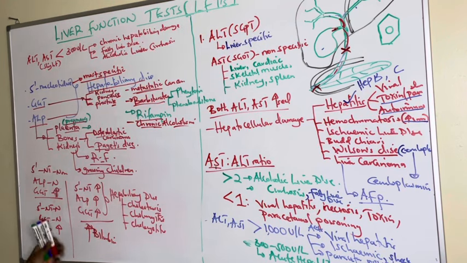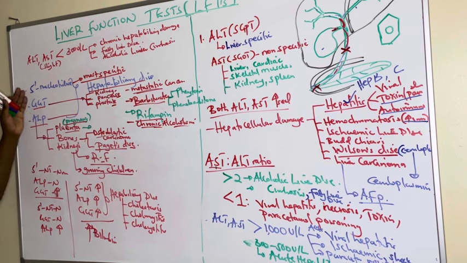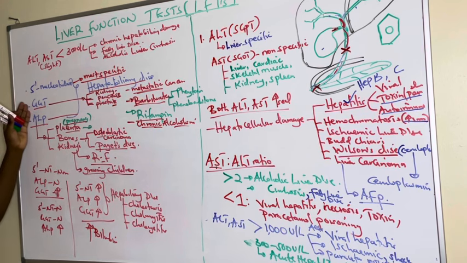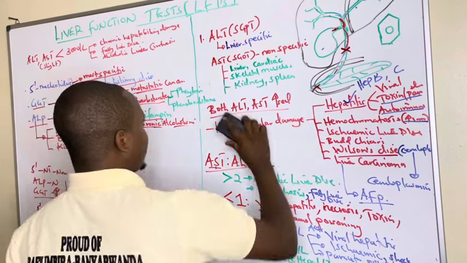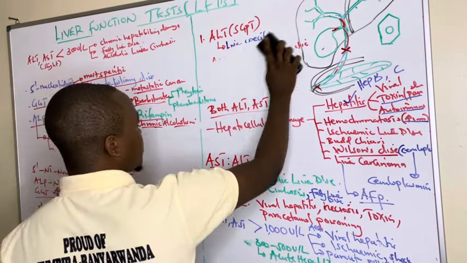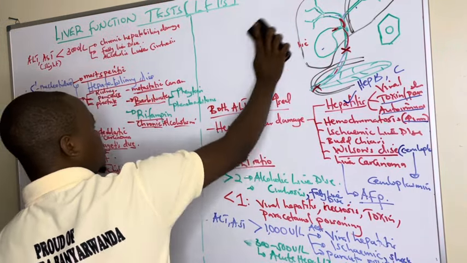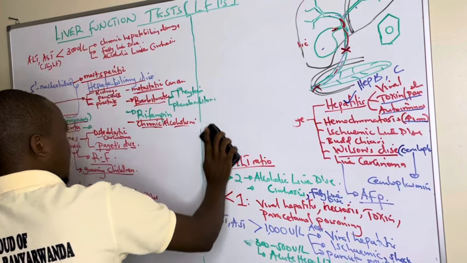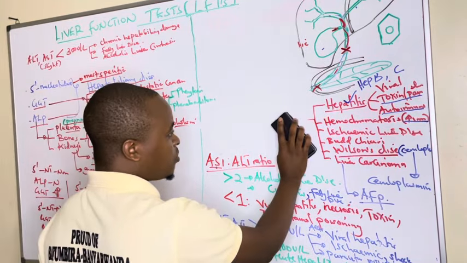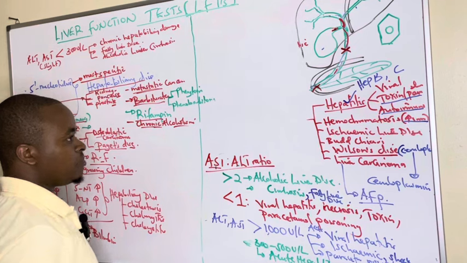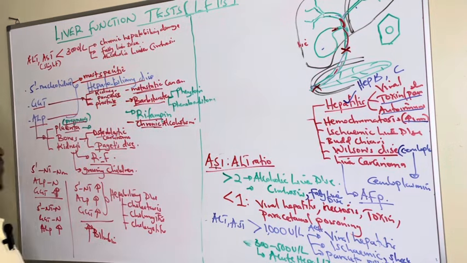Another thing, after finishing these three, 5' nucleotidase, gamma glutamyl transferase, and ALP, we can talk about bilirubin. But before looking at the bilirubin, which is going to be last, I can talk about albumin and total protein, but allow me to begin with bilirubin since it is following this.